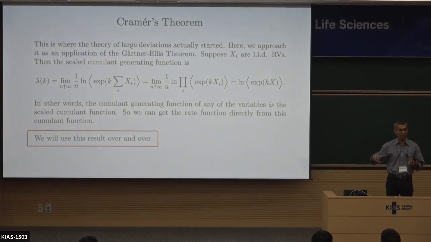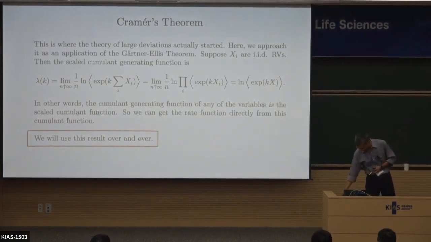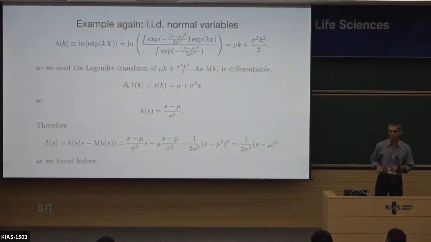If it's identically distributed random variables and all the differentiability that you're assuming goes through, then you can calculate the rate function directly from the cumulant generating function of a single copy of x. Okay? That makes life very much simpler. Let me show you why.